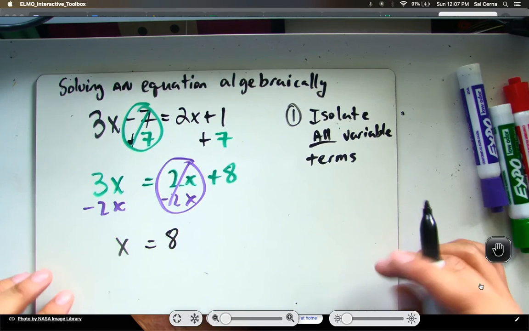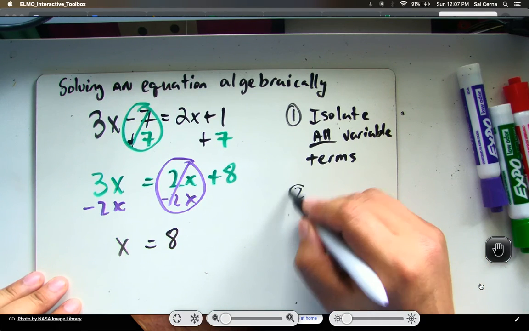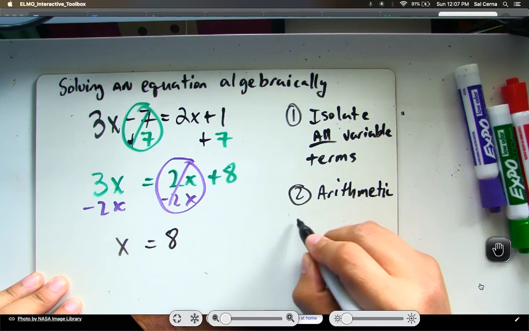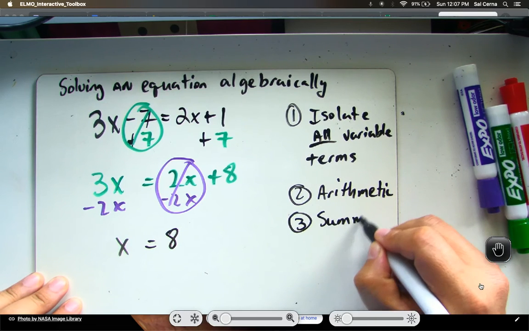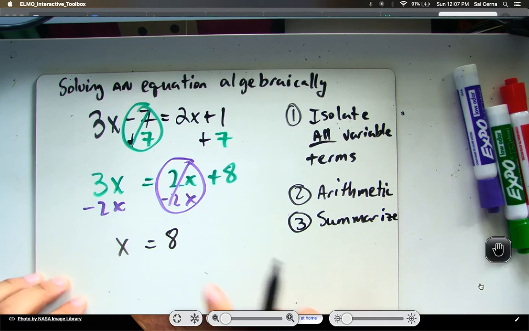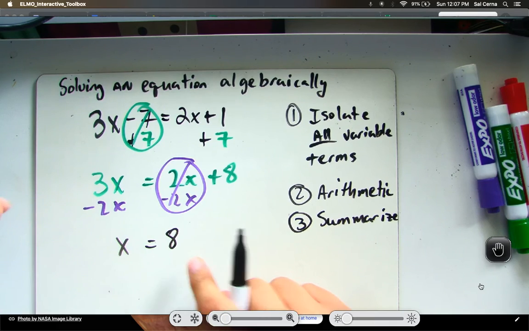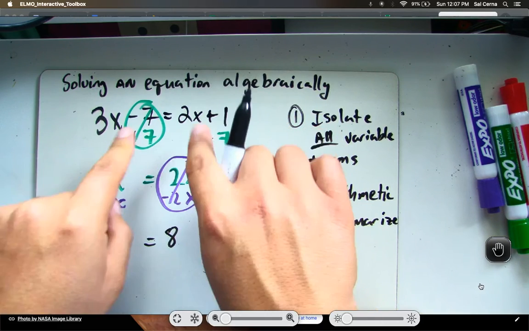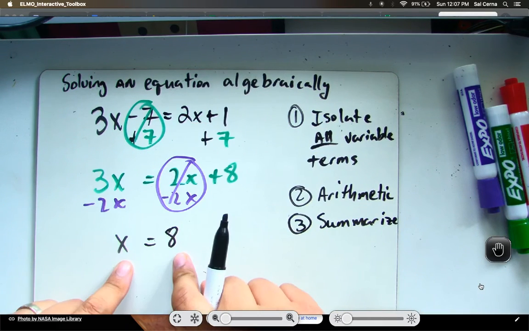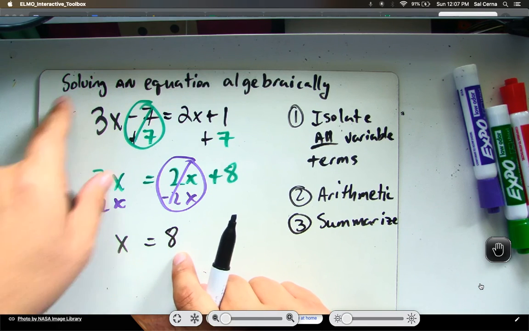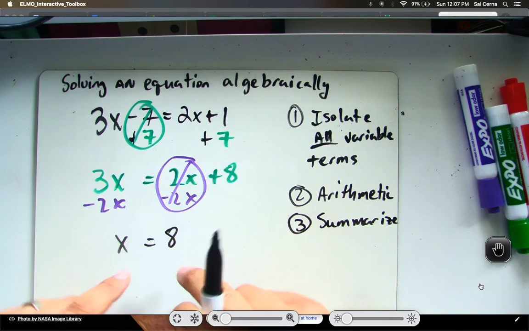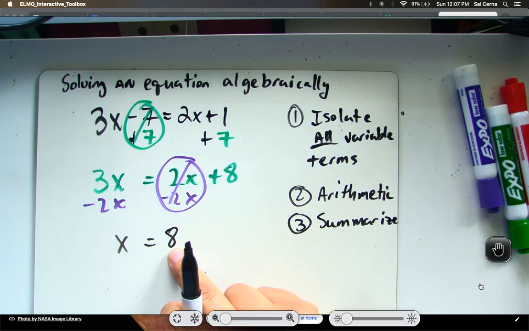Okay, and so what does that mean? What does this mean? This means that if I were to choose a value for x, the only number that would work, that would make these two expressions equal to each other, would be only 8. If I choose any other number, it's not going to work. Okay, and this is what it means to solve an equation algebraically. We're answering that these two expressions are equal only when x equals 8.